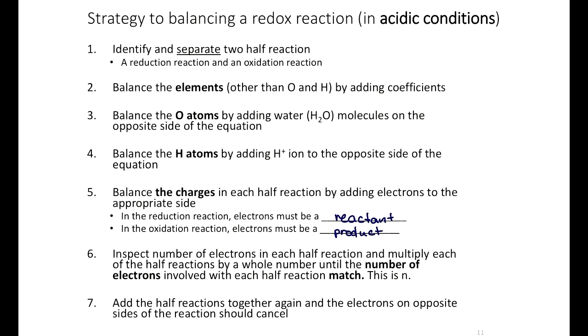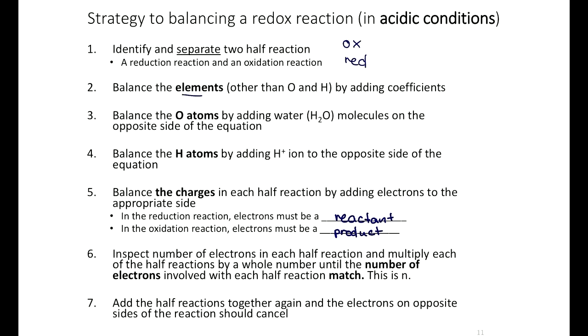This is called the method of half reactions, where in order to balance a redox, we have to split up the half reactions, balance those separately, and then combine them back in the end. And so here's the strategy. Separate your half reactions. Figure out what is oxidized, what's being reduced, and split them up. And then we're going to balance them separately.